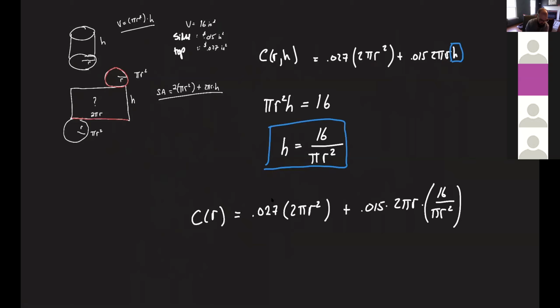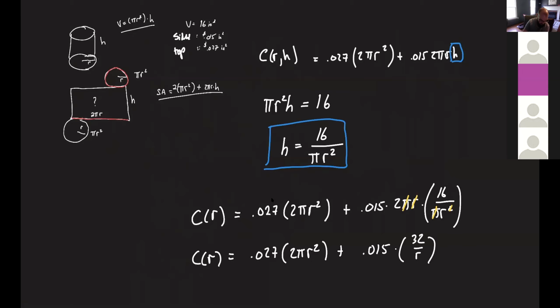Okay. And so just doing some simplifications here, right? So these pi's I think will cancel. One of these r's will cancel. And so to make our lives a little bit easier, our cost function based on the radius is this 0.027 times 2 pi r squared plus 0.015 and then times this 32 over r.